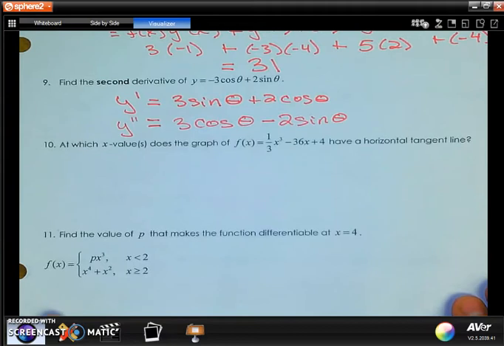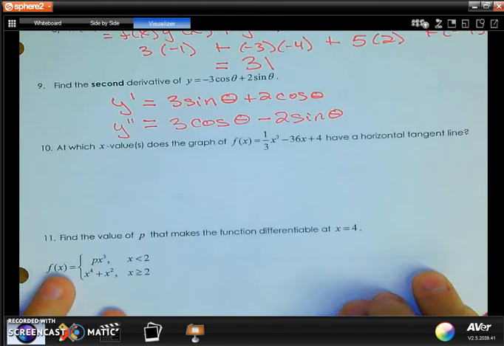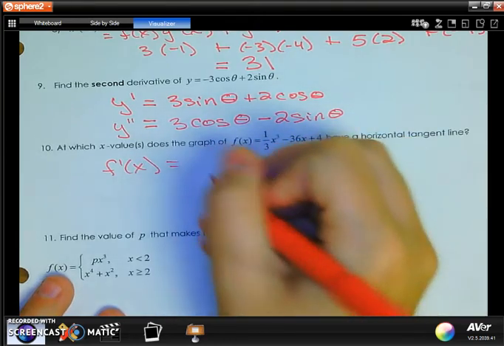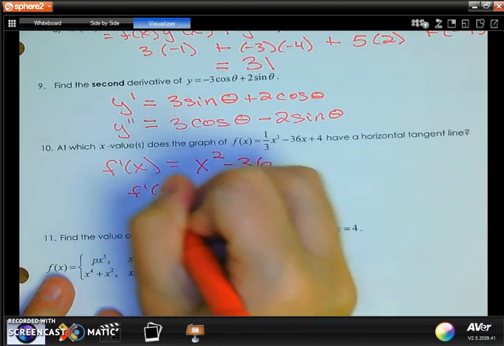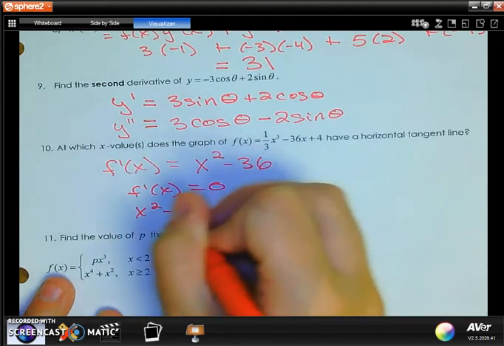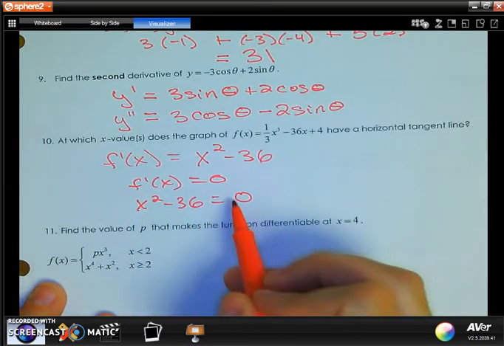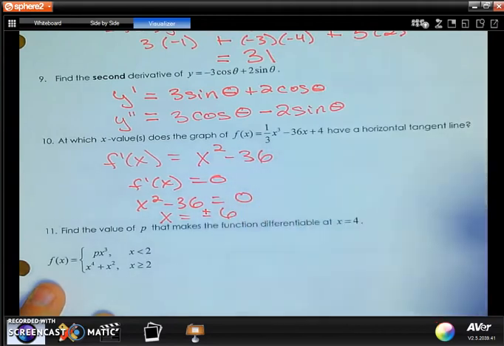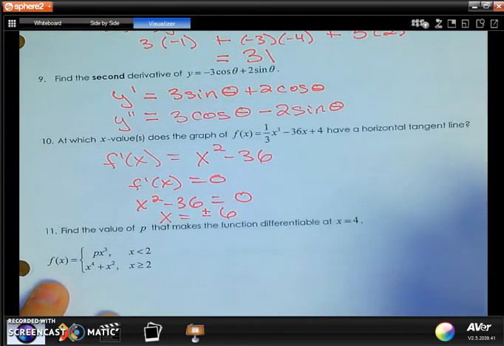Okay. At which x values does the graph of f of x have a horizontal tangent line? Horizontal tangent line means that you're going to take a derivative, set it equal to 0. So when I take the derivative of this, that's going to be 1/3 times 3 is 1, so it'll just be x squared minus 36. And now I set it equal to 0. So that's like saying, where does this equal 0? Two ways you can go from there. You can factor this into x plus 6 times x minus 6, or you could just add 36, take the square root. Either way, you're going to get x is equal to plus or minus 6. Okay? And then I'm done because it just said at which x values. Well, when x is 6 or -6, you're good there.